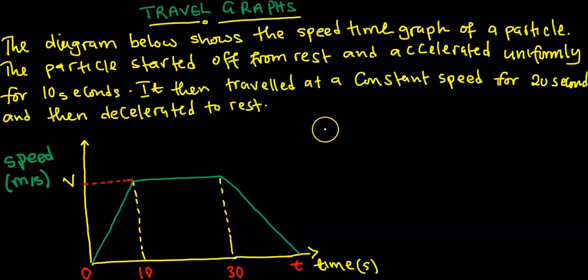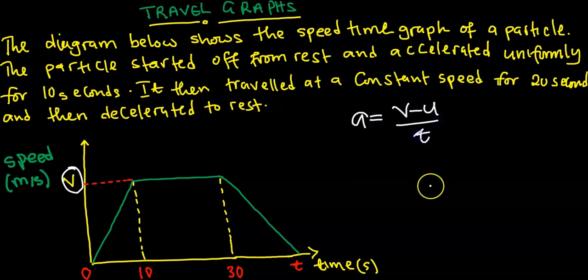Find the speed v the particle reached if its acceleration was 2 meters per second square in the first 10 seconds. So this is the speed v we are finding here. How do you find the speed? We are going to consider the formula that we can use to find speed given the acceleration and of course the initial speed. So what is the formula that we need? The formula is acceleration equals final speed minus initial speed, divided by the time taken.